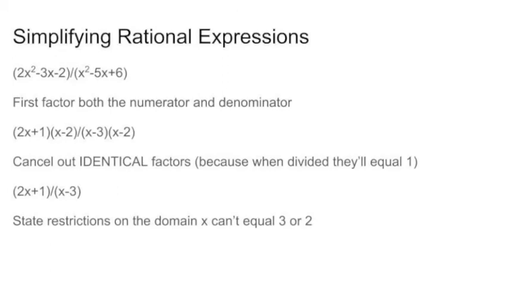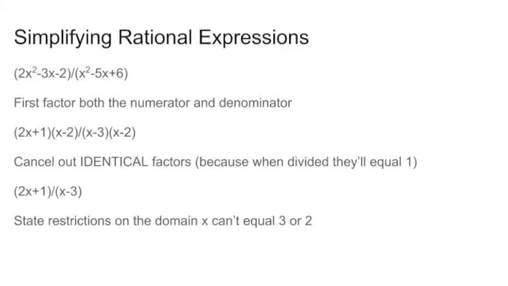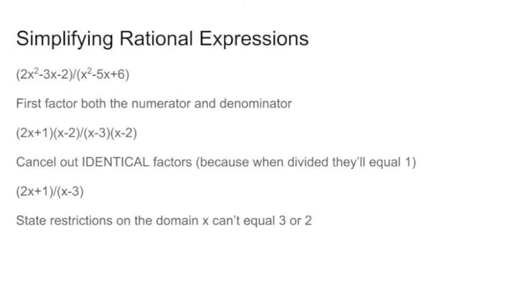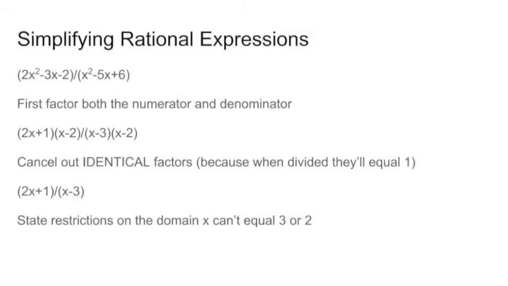Now, to simplify rational expressions, we cancel out identical factors because when we divide those, they'll equal 1. So x minus 2 divided by x minus 2 equals 1, so we can cancel that out. And we are left with 2x plus 1 divided by x minus 3. These aren't common factors. There aren't identical factors, so we can't cancel them. So that is it in simplest rational form.